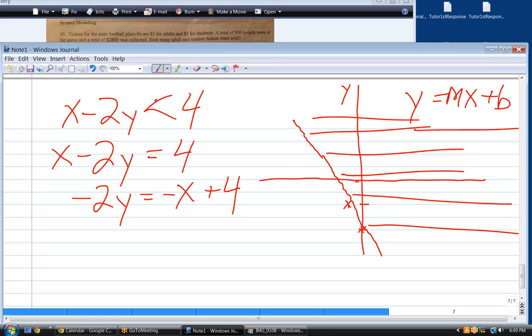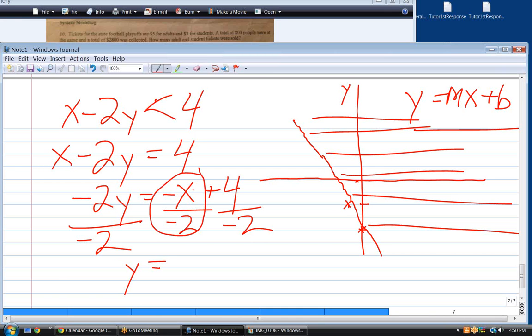It's multiplying y. So what do we have to do to get rid of it? Divide. Always the opposite. Divide by minus 2. I divide that side by minus 2, and that by minus 2. So now we've got y all by itself on the left. What do we have on the right? What is this equal to?